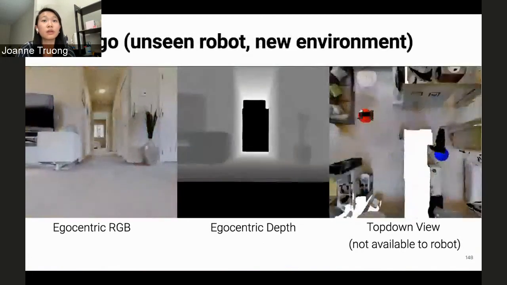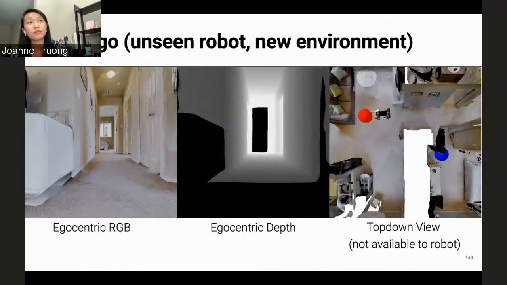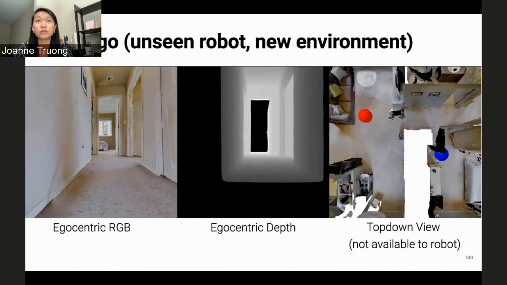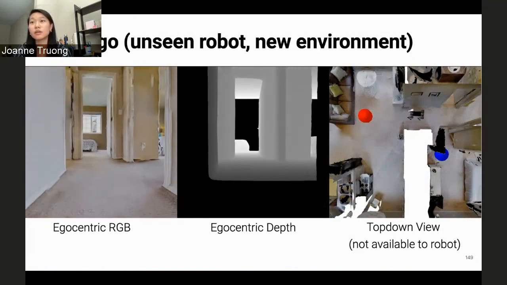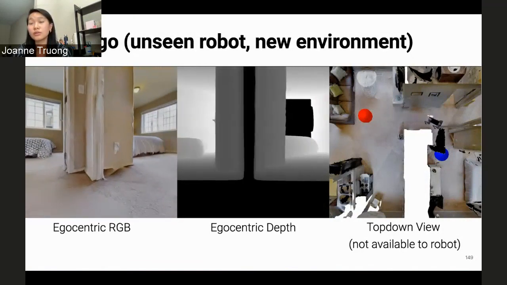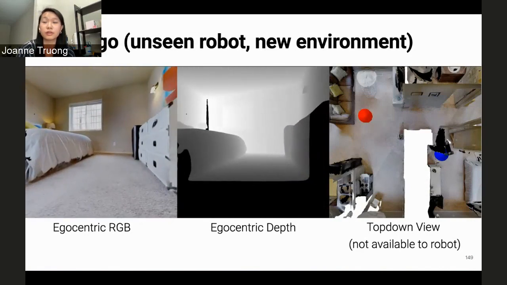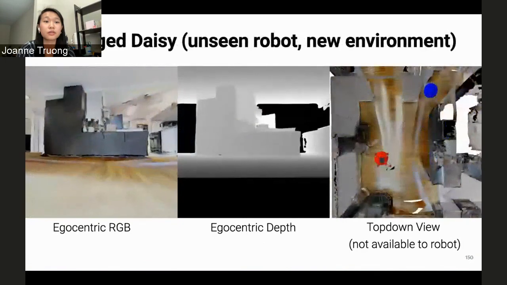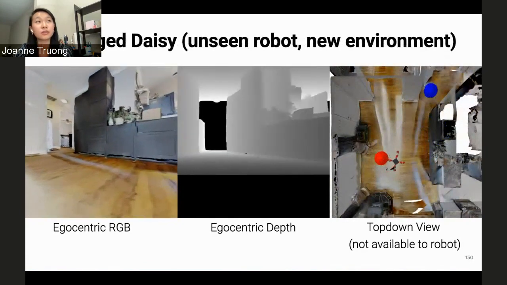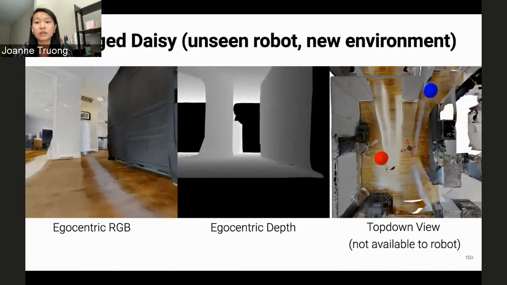And this is an example of Laikago, which is a robot that was unseen during training, evaluated in a new environment. And again, these robots are all using the same policy, so it's just one single policy that's able to work on all these different combinations of robots. And the last robot in simulation, four-legged Daisy.